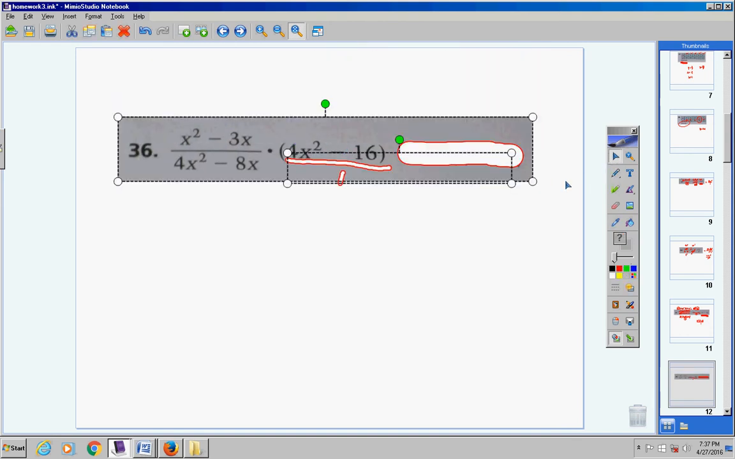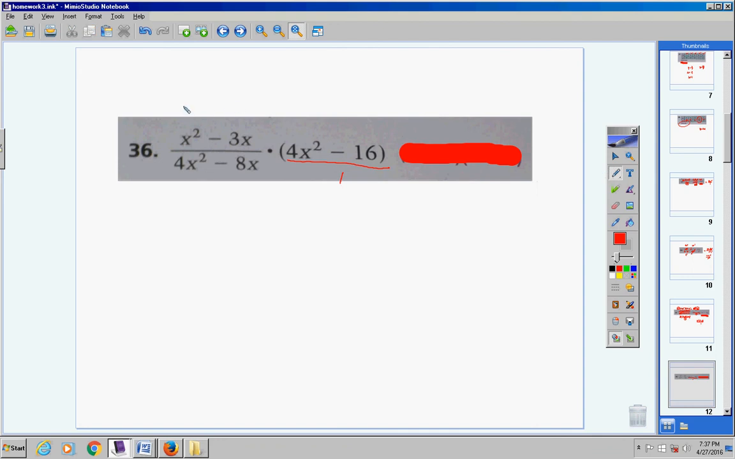We can pull out an x, and when we do, we're left with x negative 3. No more factoring we can do there. Here we're going to pull out a 4 and an x, and we're left with x negative 2. Nothing else we can do here. Now we can do a lot of factoring here. First of all, pull out a 4, and you're left with x squared negative 4.